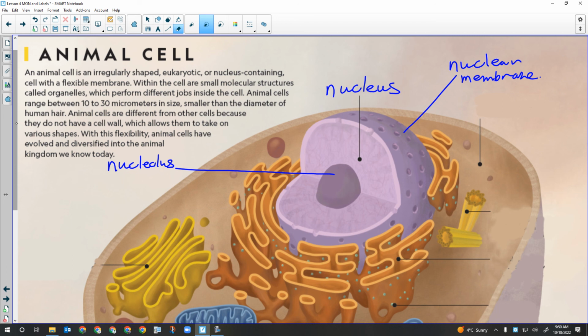Pointing at the fluid, what's the fluid called? Cytoplasm. Okay, now we have a new structure. These little yellow kind of gear-looking things, these are the centrioles.